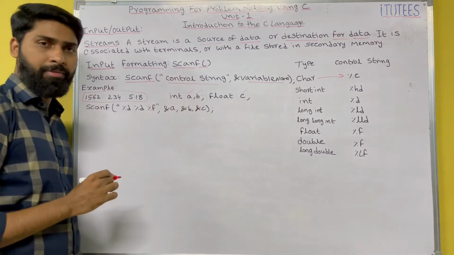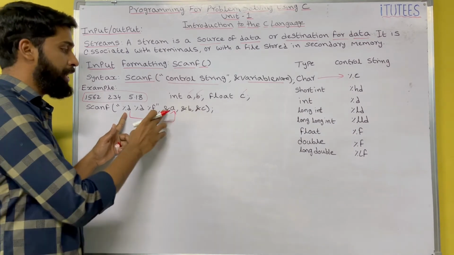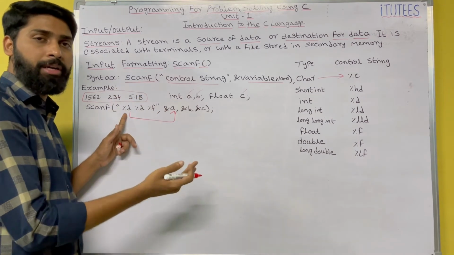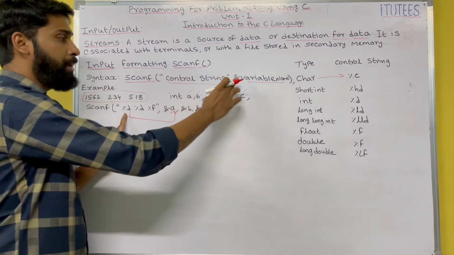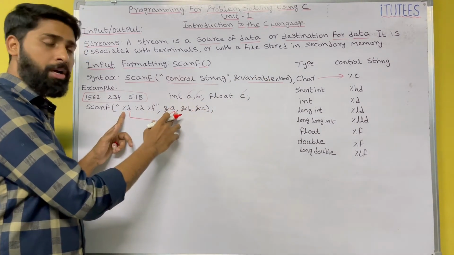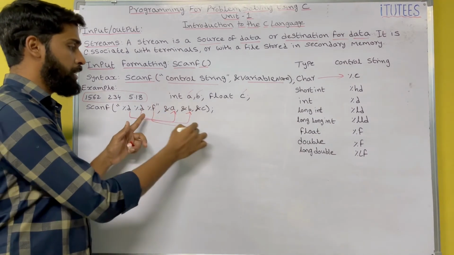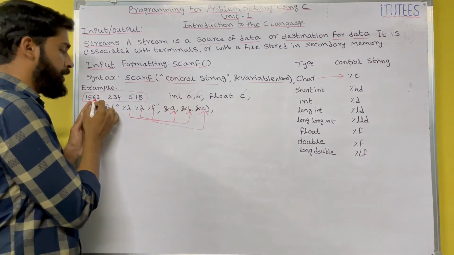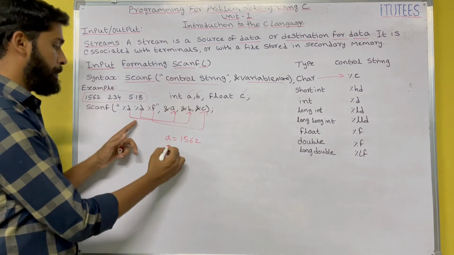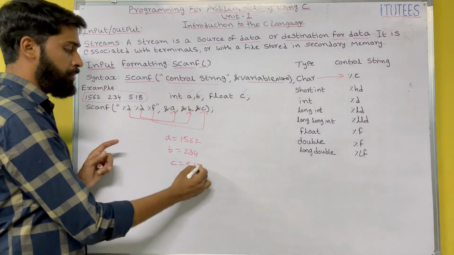So I write scanf. Now the %d belongs to a. You specify the address here. In printf we don't use this address, but coming to scanf, when you are reading the values from the keyboard, you specify the address of the variable. So %d belongs to a, the second %d belongs to b, and %f belongs to c. I entered 1562, so that is assigned to a. b equals 234. Similarly, c equals 5.18.